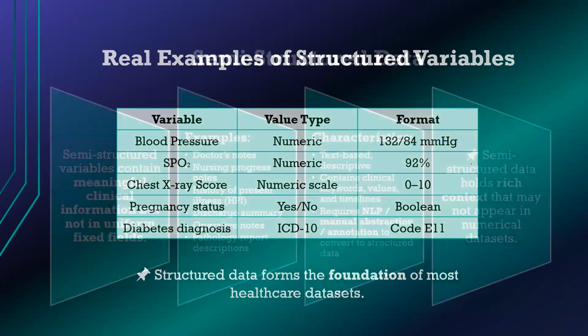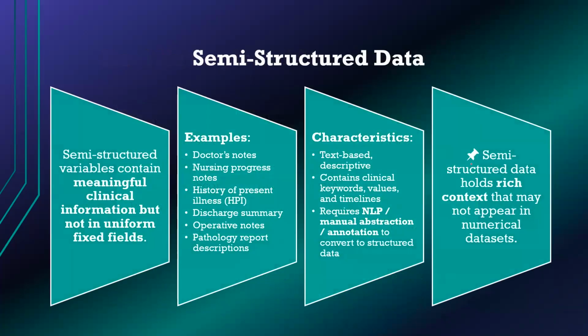But then we have the next scenario with the semi-structured data set. There may be some meaningful clinical information that is not in a fixed set of fields. So examples could be doctor notes or nursing progress notes. It could be history of patient illness, maybe discharge summaries, operative notes, or maybe pathology report descriptions. So all of them represent semi-structured data. So it could be text-based information, where clinical keywords or values or timelines may be available.